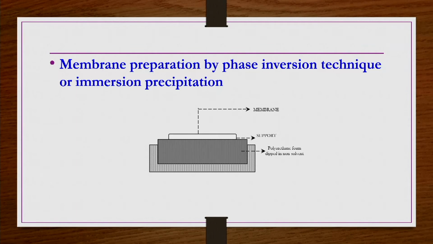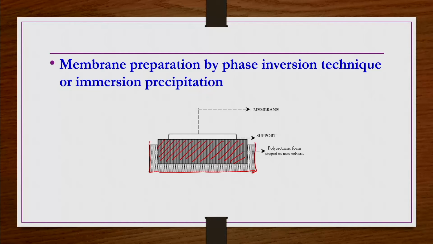So let us say you have found a kind of non-solvent for a polymeric membrane that you are preparing. You take a container, and into that you dip a polyurethane foam, as shown here. So you are dipping it here. The polyurethane foam has a macroporous, highly porous structure in general.